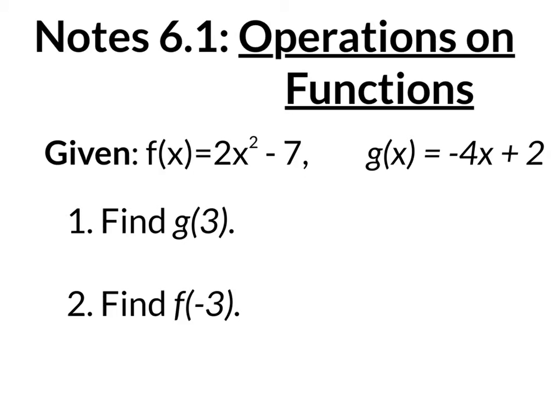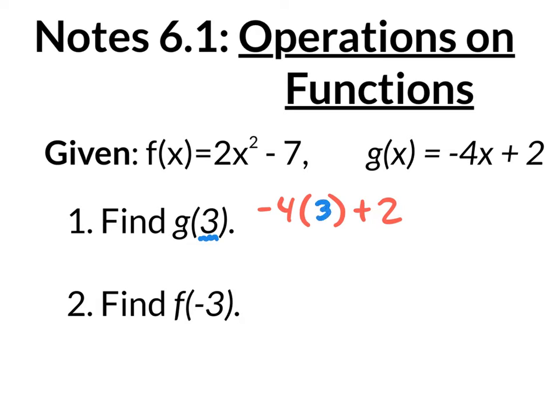So if we do number 1, what would I get as an answer? Anybody? Let's actually work this out. So again, g of 3 is saying go to your g function, which is negative 4x plus 2. I would rewrite it, negative 4x plus 2. Notice that I didn't put an x, I put parentheses. Why is that? Because it's not g of x, it's now g of 3, which means we're going to plug a 3 into the x position. That's why I put parentheses there.